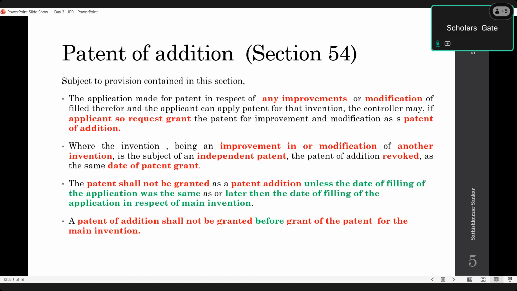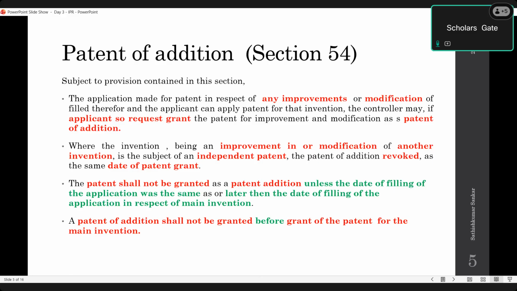That time it is called an independent invention, or they combine both inventions, they combine the patent addition in that main invention also. So once the patent is granted, then it is possible to add to that particular patent. If any modification or improvement takes place, the patent addition shall not be granted before grant of the patent for the main invention.